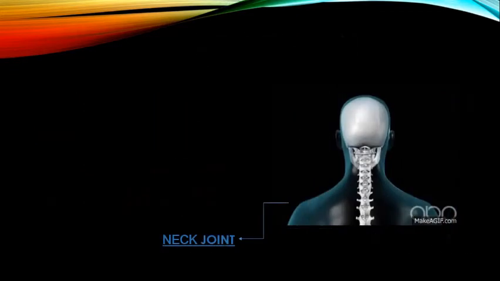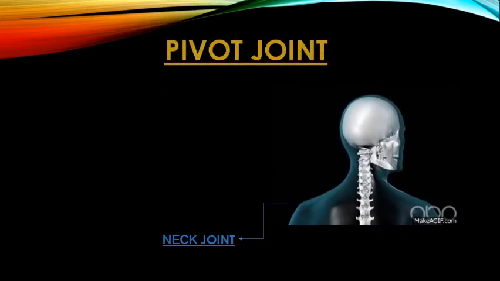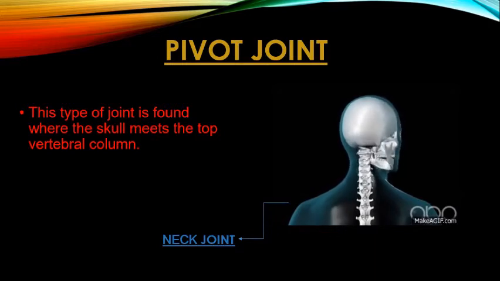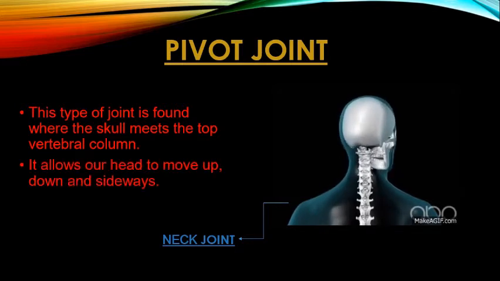The third one is pivot joint. This type of joint is found where the skull meets the two top vertebrae of the vertebral column. It allows our head to move up and down and sideways, that is from right shoulder to the left shoulder and left shoulder to the right shoulder up to 180-degree angle.